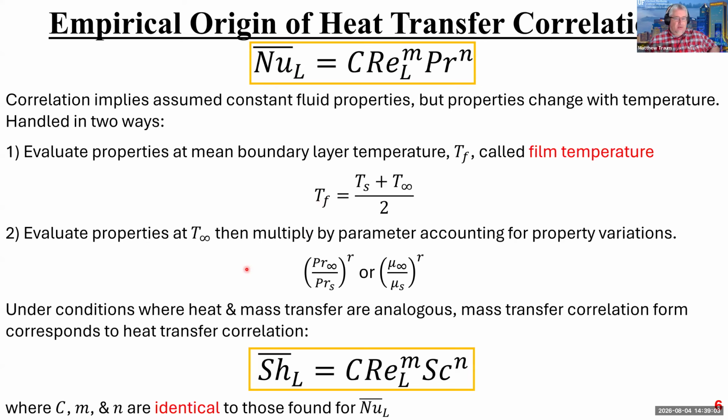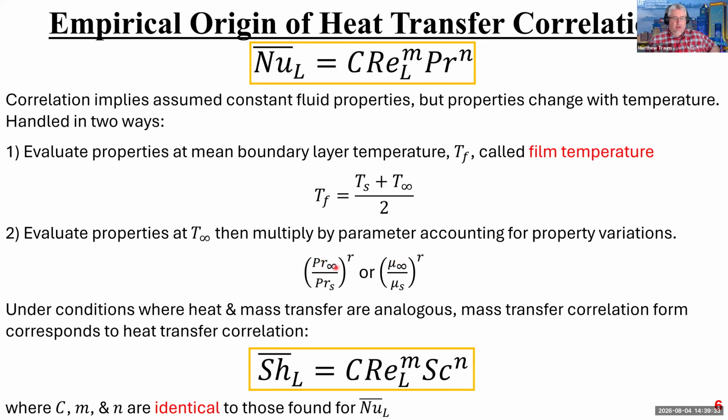The other way to do it, which is less common, but does exist, and there are a few correlations in our book that do this, so I want you to be aware of it, is to evaluate the correlation at all of the properties associated with T infinity, the free stream temperature. And then you multiply the end result by a temperature correction parameter that accounts for the property variations. This parameter is usually a ratio of Prandtl numbers or sometimes viscosities.